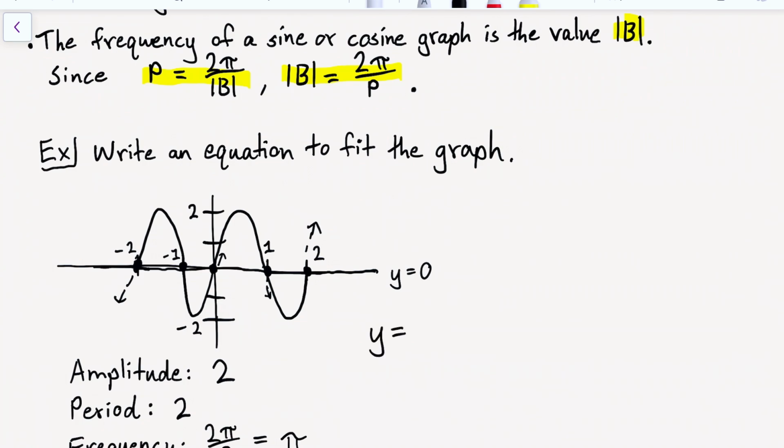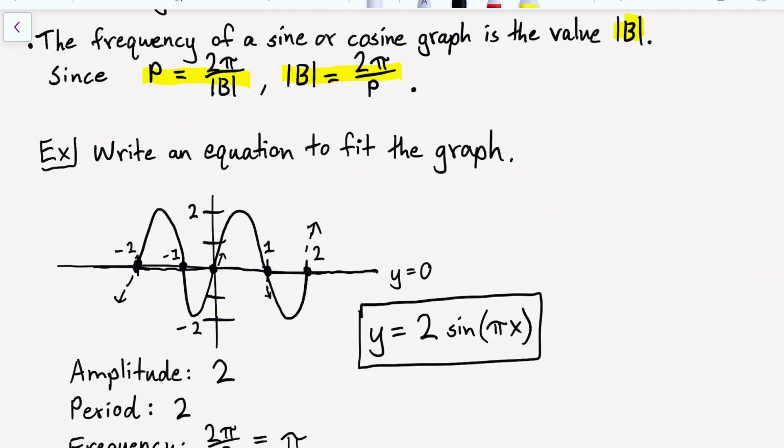Let's see if we can create the equation now. Y equals an amplitude of 2. It's a sine graph. The frequency is pi, so I need to say pi x. There is no phase shift to the left or to the right, and there is no vertical transformation up or down. This equation describes our graph above.